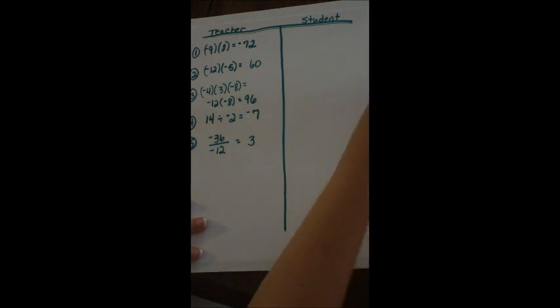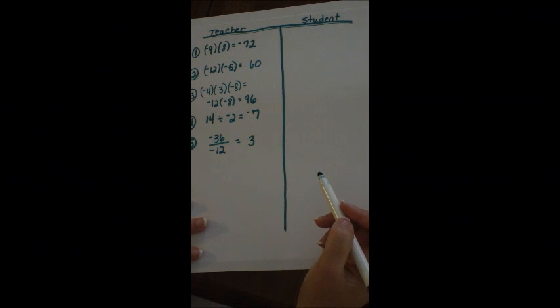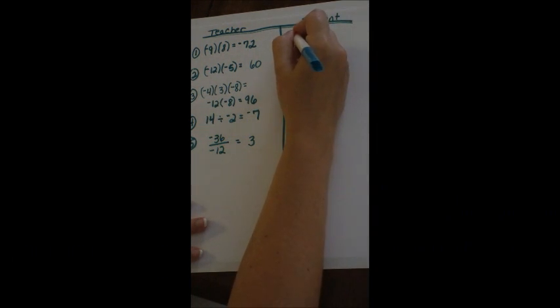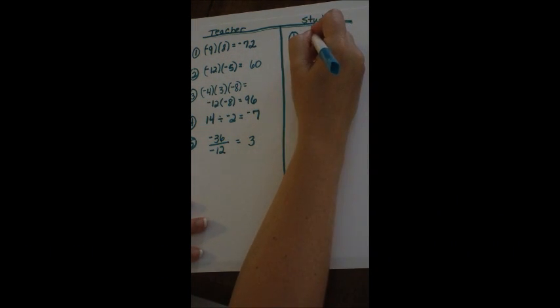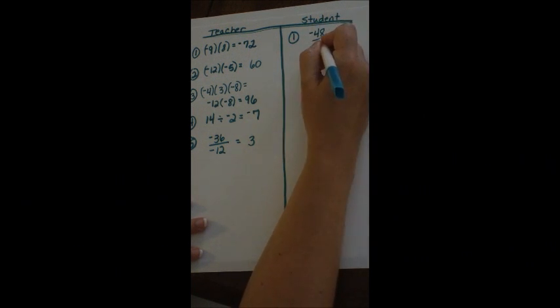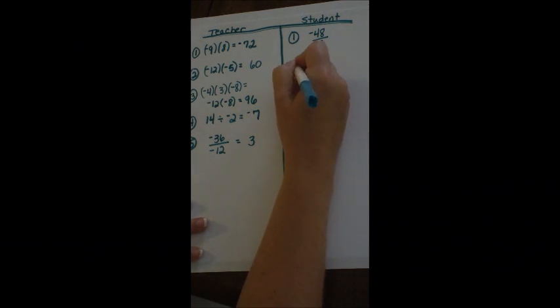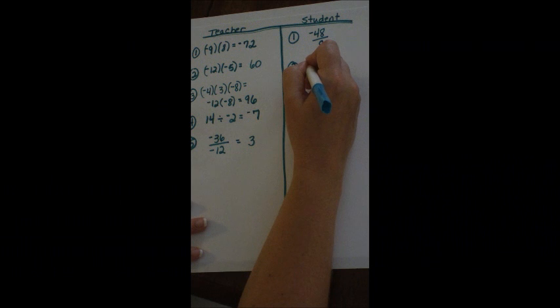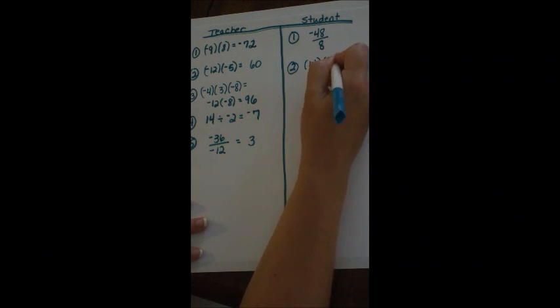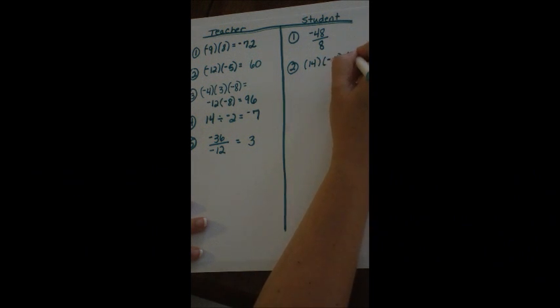Okay? I'm going to give you some problems over here on the student side to complete for tomorrow. Come in having these done and ready to talk about the answers. Let's do -48 over 8. Number 2, let's do 14 times negative 4 times negative 5.